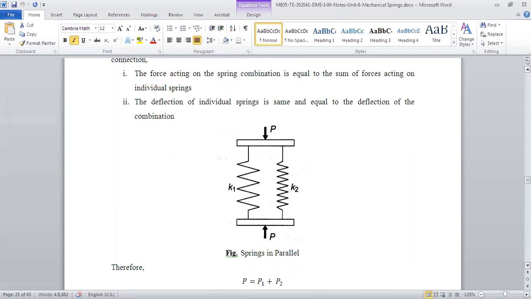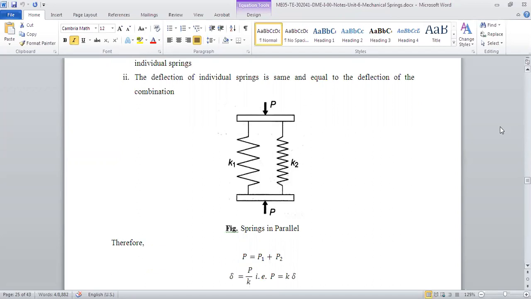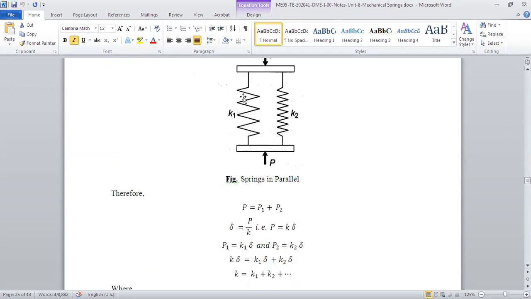Look at the diagram. It will be either compressed or extended or elongated. So that time the deflection of both the springs is the same, but the P is not the same. So P is equal to P1 plus P2. If the load taken by spring 1 is P1 and the load taken by spring 2 is P2, then P is equal to P1 plus P2, right? Means the external load is equal to the load taken by 1 plus the load taken by 2, because they are in parallel.